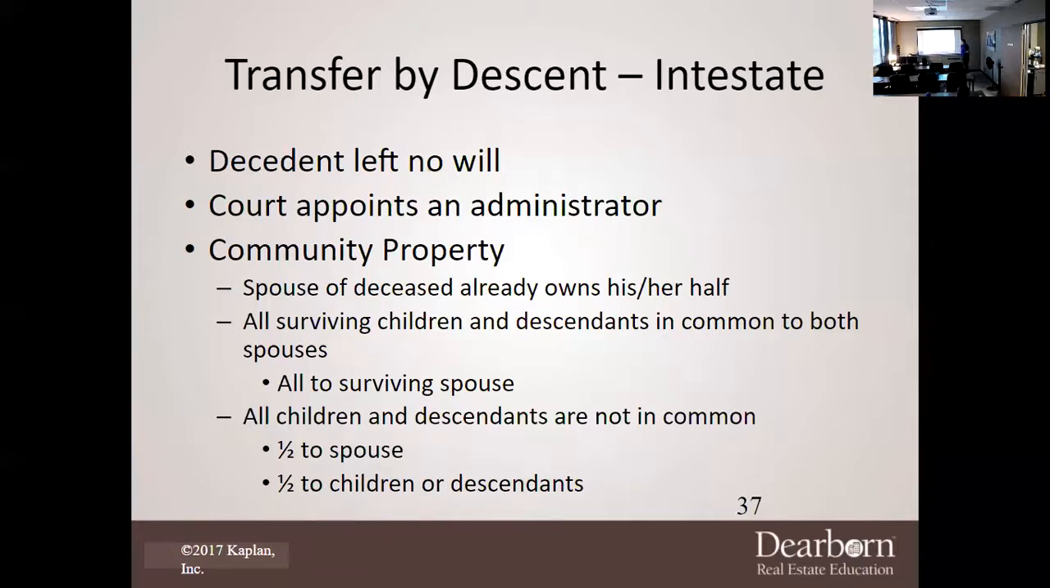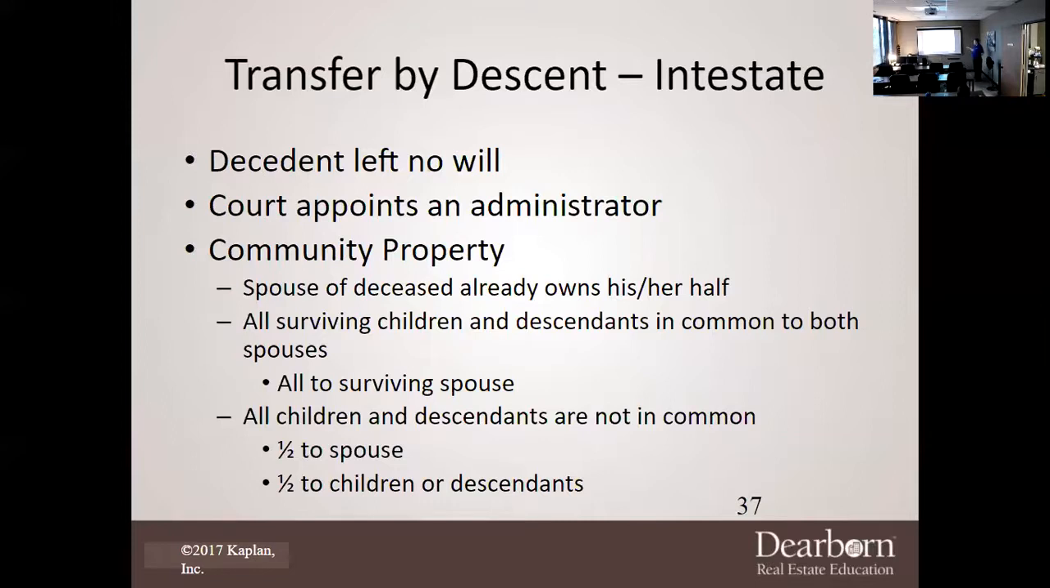The community property is like it says. Community property is the spouse of the deceased already owns his or her half. All surviving children and descendants are going to be in common to both spouses, and they all go to the surviving spouse. So in a community property state, which we are here in Texas, the spouse of the deceased already has their half.